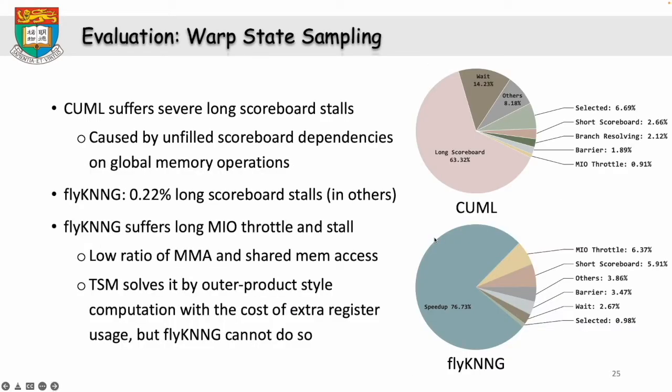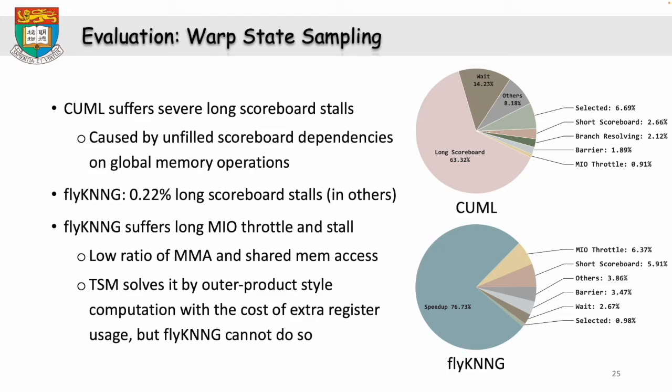These two figures show the breakdowns of the execution time of cuML and FlyKNG with the sampling of warp scalar states. It shows that cuML suffers very serious long scoreboard stalls, which indicates that the warp spent much time waiting for scoreboard dependency on global memory operations. For distance matrix calculation, the latency of global memory access can be well hidden. However, the standalone topk selection kernel does not have enough arithmetic operations. Even if highly optimized, it still cannot totally hide the latencies incurred by loading the distance matrix from global memory.